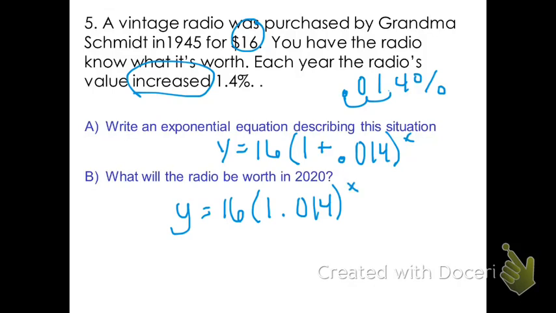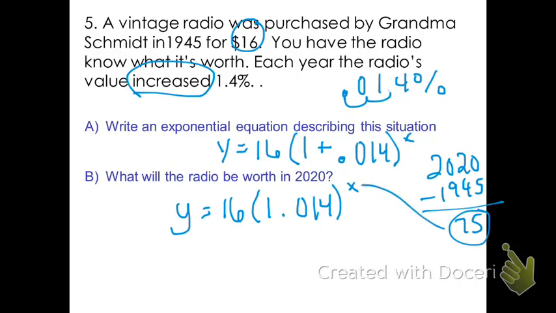Now we do not plug in 2020 for X, because that's not telling me how many years it is. It's telling about how much the radio would be worth in 2020. So we have to figure out how many years it is between 2020 and 1945. Subtract those two, you should come out with 75, okay? So we're going to plug 75 in for my X.